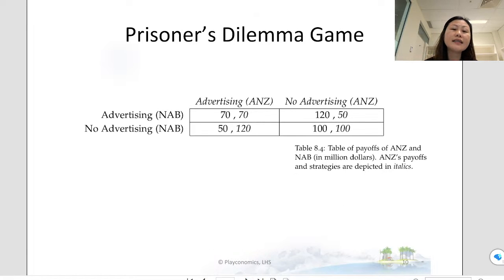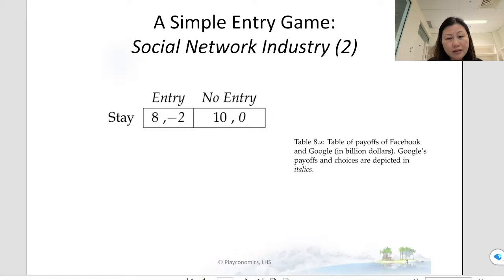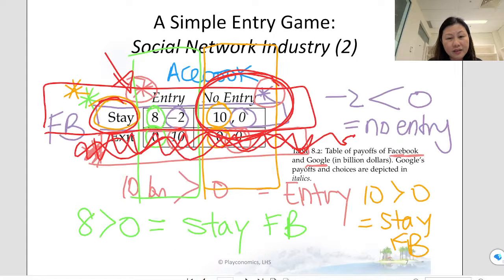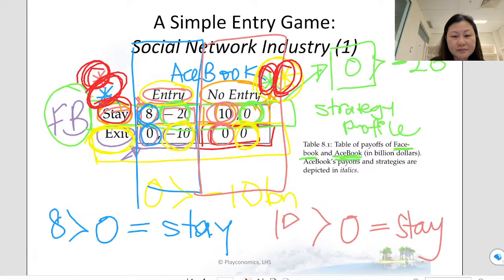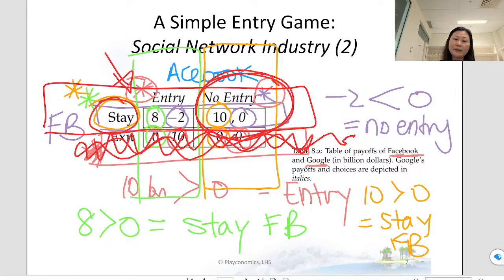Let's look at the next prisoner's dilemma game. Advertise or don't advertise? Let's look at their dominant strategy. Actually, didn't I have another? This one. Sorry. Yeah. Sorry, go back.